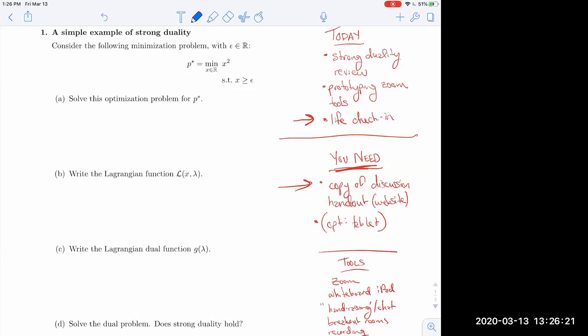Oh, yes. So for part A, the solution will be: if the epsilon is bigger than 0, then it would be just epsilon squared. Otherwise, it would be 0.